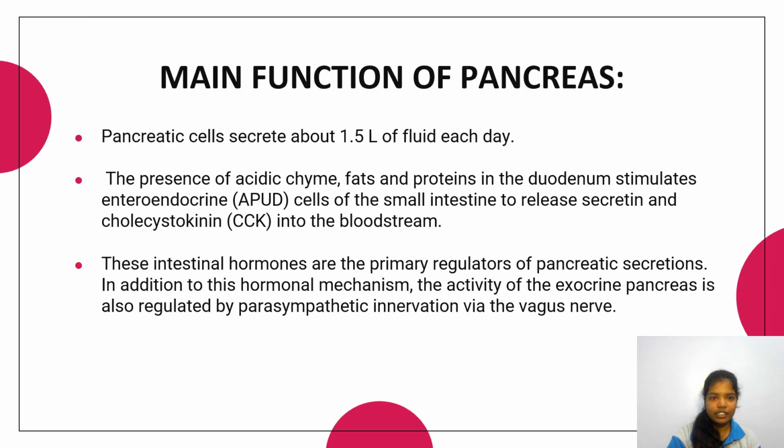Functions of pancreas. Main functions of pancreas. Pancreatic cells secrete about 1.5 liters of fluid every day. The presence of acidic chyme, fats, and proteins in the duodenum stimulates enteroendocrine cells of the small intestine to release secretin and cholecystokinin into the bloodstream. These intestinal hormones are the primary regulators of pancreatic secretion. In addition to this hormonal mechanism, the activity of exocrine pancreas is also regulated by parasympathetic innervation by the vagus nerve.